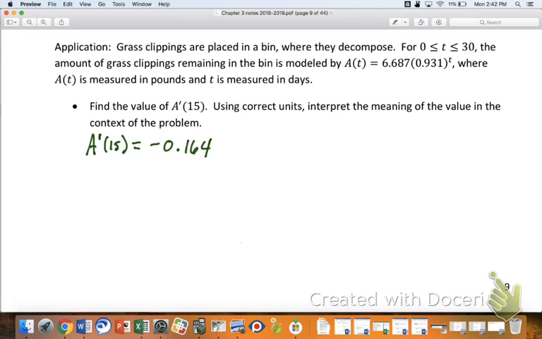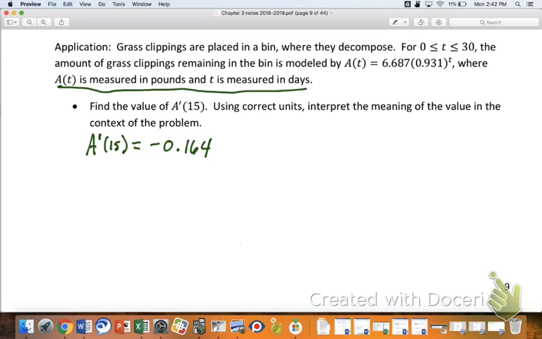Are we supposed to use units? So would it be like pounds? Yeah, so A of T is measured in pounds, T is measured in days. Okay. Yeah, totally. I was just mostly hoping I didn't forget to put that in the question.